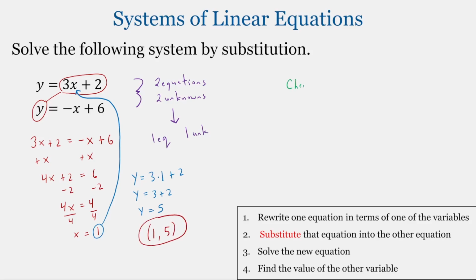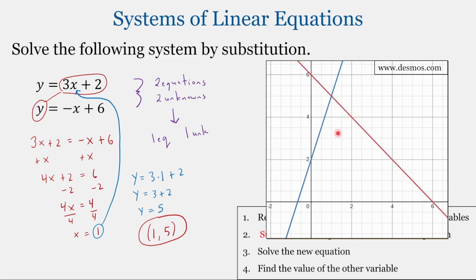Let's go ahead and check our answers. So our first equation is y equal to 3x plus 2. So we have a y value of 5 equal to 3 times 1 plus 2. And then this is 5 equal to 5. That's a true statement. With the second equation, we have y equal to negative x plus 6. So this is going to give us 5 equal to negative 1 plus 6. Also 5 equal to 5. So our solution is the ordered pair 1, 5.